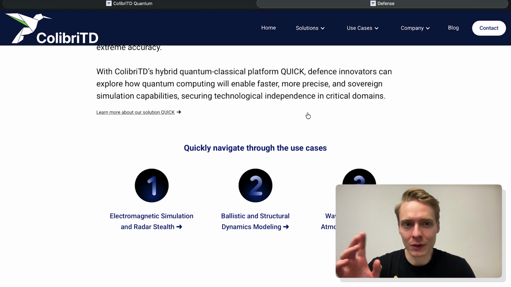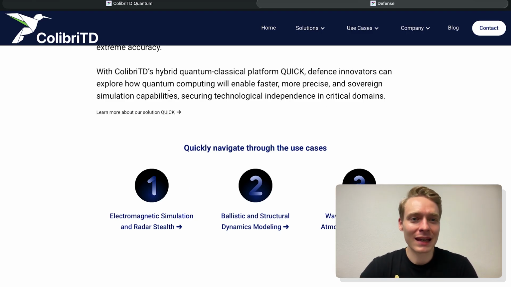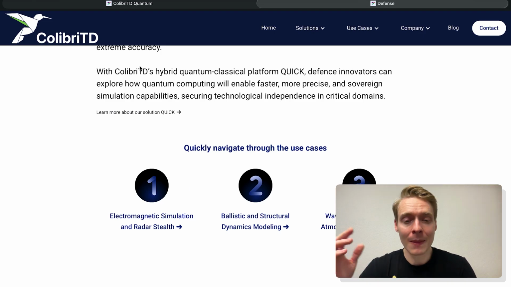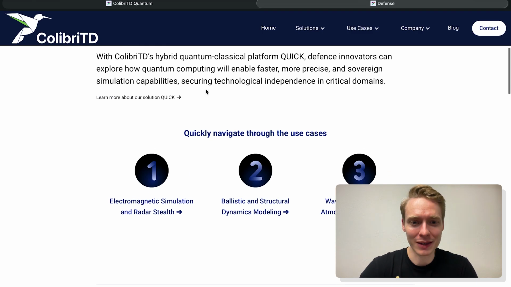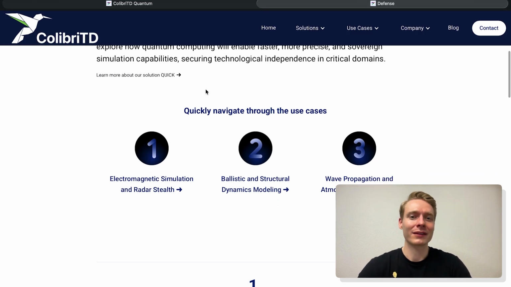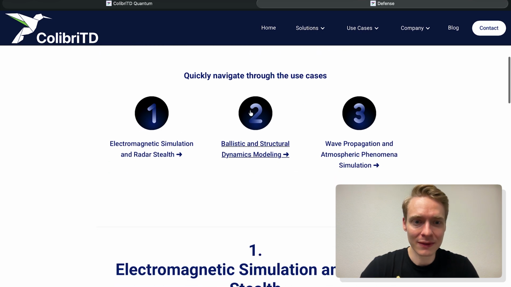So important also here, because there's also a lot of hype, right? It says can explore how quantum computing will enable faster, more precise, and so on, right? It's not that we have this advantage yet, but it will if the quantum computers are actually scaling the way that we are hoping they will, right? So quick navigate through the use cases: electromagnetic simulation and radar stealth. So this is the electromagnetic part, which is related to radar, ballistic and structural dynamic modeling, and wave propagation and atmospheric phenomena simulation.